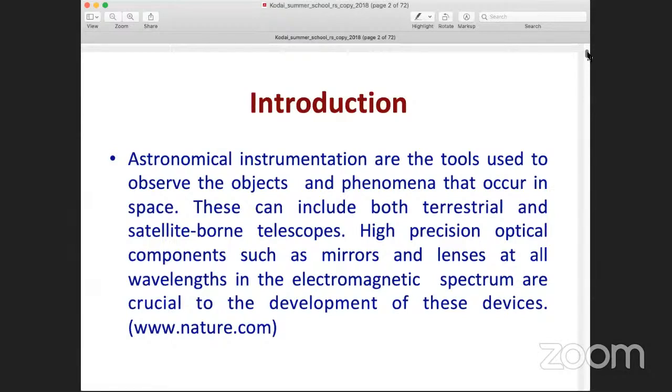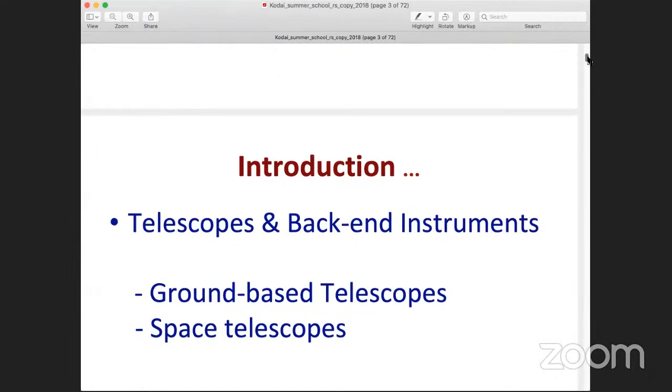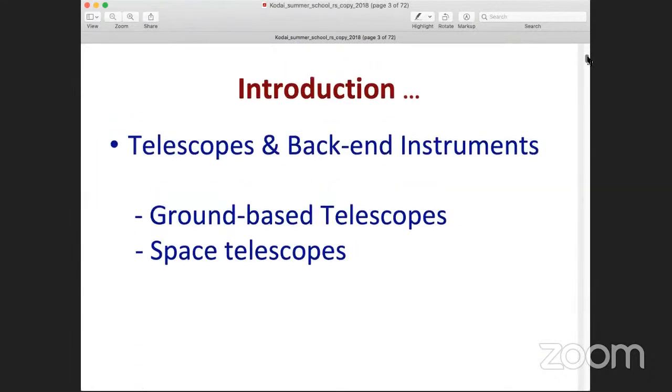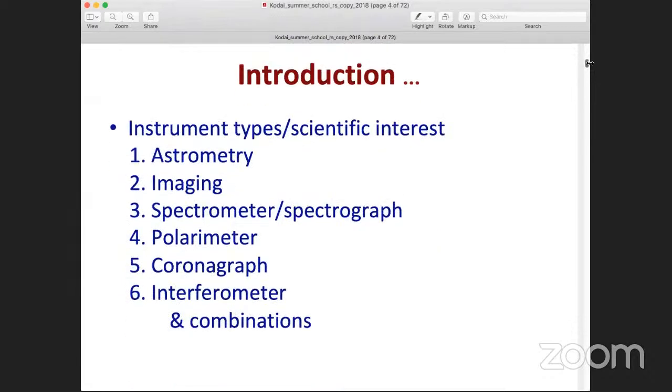So basically, in this talk, I will be covering the astronomical telescopes and the back-end instrumentation, and that too not on a wide range of the electromagnetic spectrum. I will be covering only optical and infrared wavelengths, because it's not possible to cover the entire thing in one lecture. The telescope could be a ground-based telescope as well as a space-based telescope. As for the back-end instruments, there are different kinds of astronomical instruments. They depend on the scientific interest. I've just given some 6 different kinds of astronomical instruments.